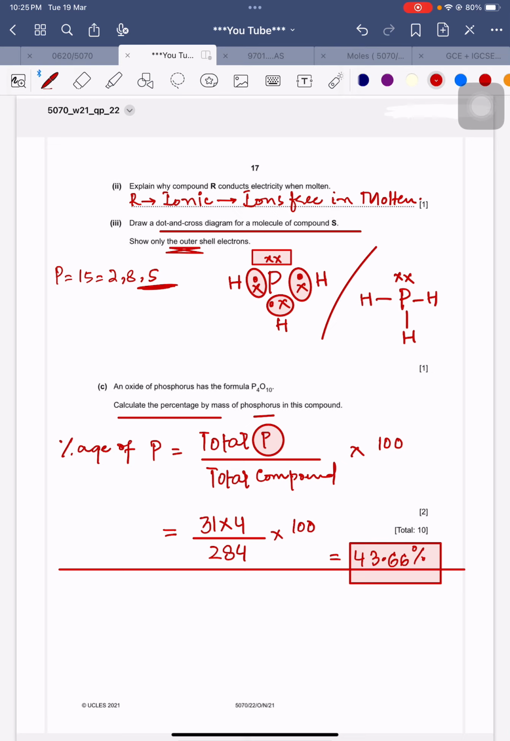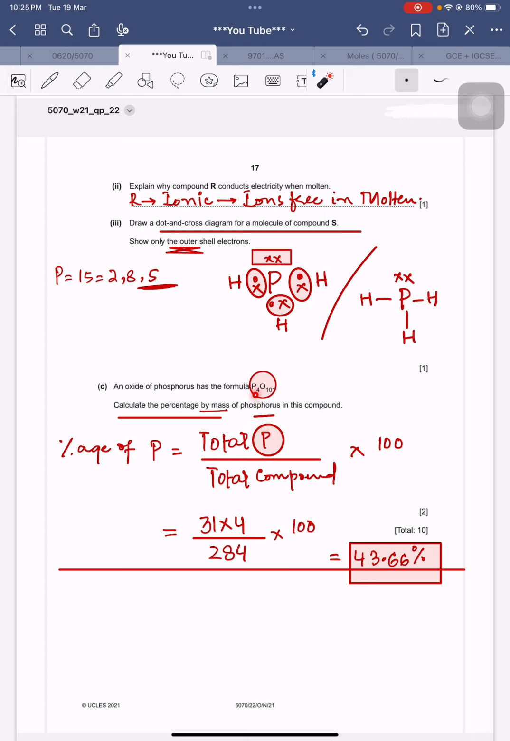Then they are asking you to calculate the percentage by mass of phosphorus in this compound. Which compound is this? P4O10. Many of the students who have not studied the concept of moles with me might be unaware of how to calculate this percentage, but I will teach you that chapter as well, inshallah, in detail. Right now we are just calculating the percentage of phosphorus in this compound. So the percentage of phosphorus is equal to total phosphorus divided by total compound, times 100.